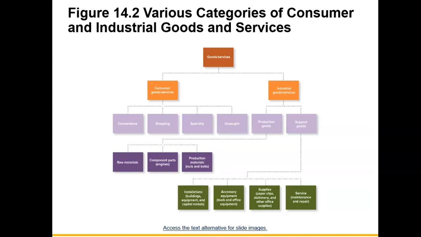All right. This last graph just shows various consumer and industrial goods and services. So on your goods and services, you have your consumer goods and services, industrial goods and services, and these are different types of consumer goods and services, industrial goods and services. You've got your raw materials, production materials, etc. So this graph just shows a typical study, if you will, of various categories of consumer and industrial goods and services.